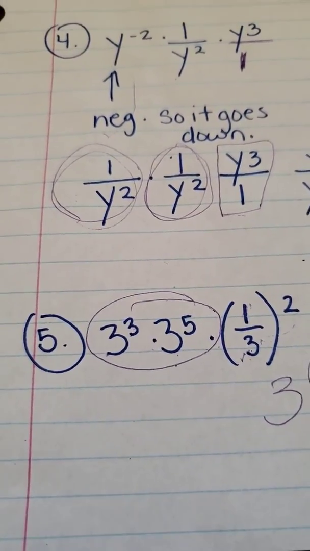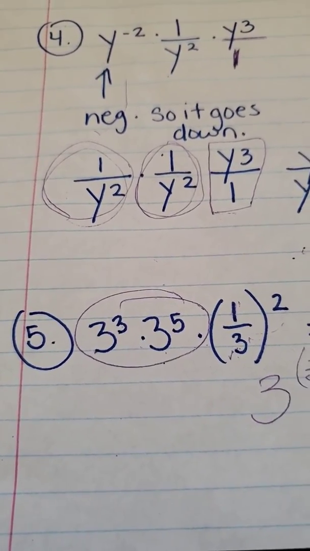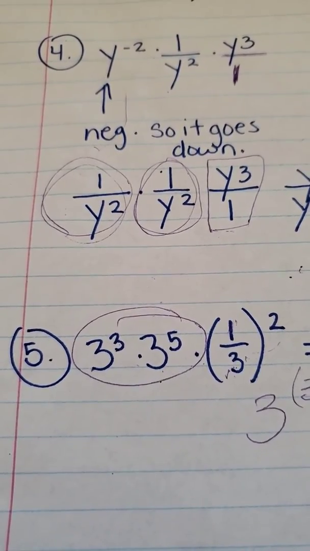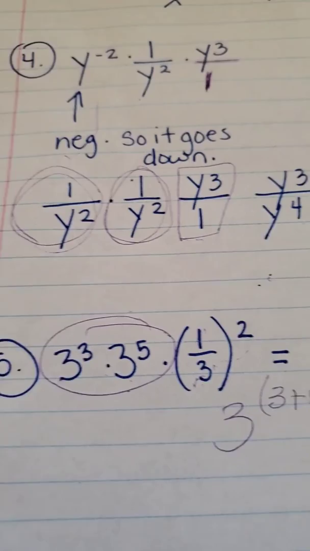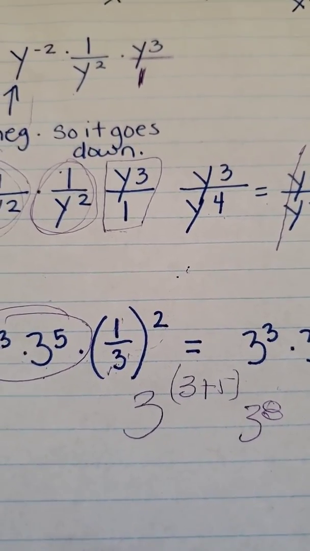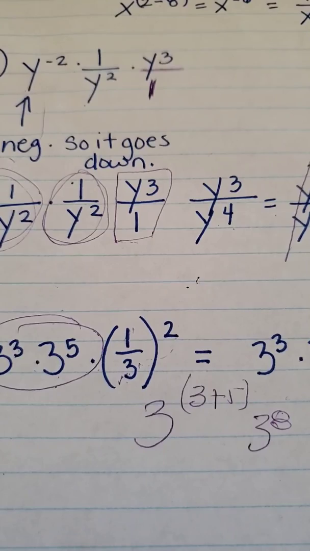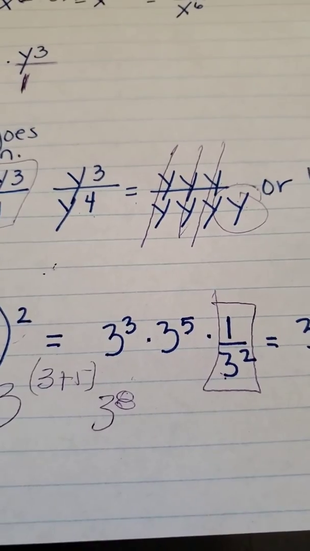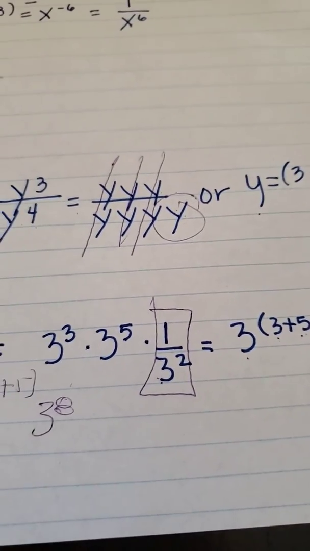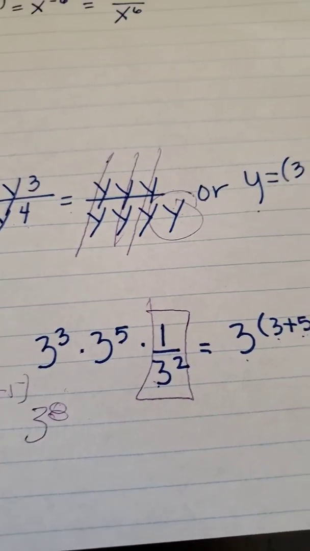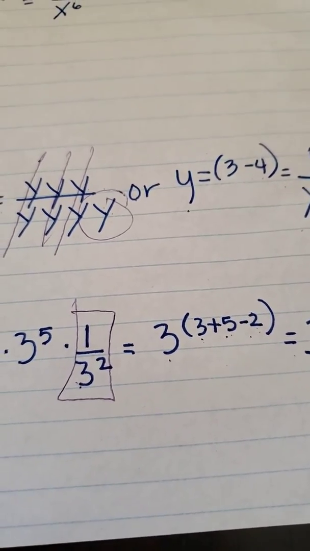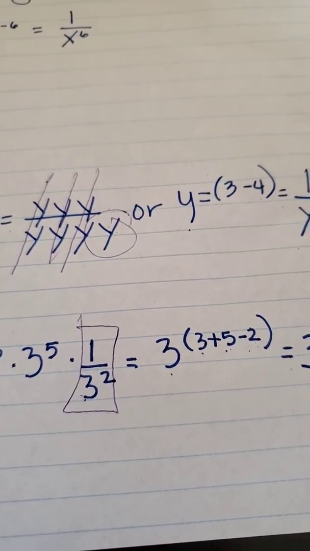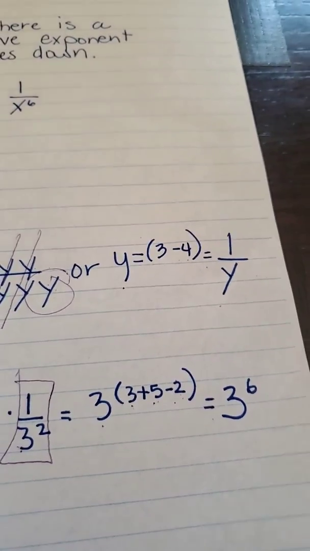Number 5 is 3 to the 3rd power times 3 to the 5th times 1/3 to the 2nd. Okay, so let's just look at the first part of the problem. 3 plus 5 is 8, so we know that that's going to be 3^8. The second part just means that there's 3^2 on the bottom. So we're going to have 3^8 on the top and 3^2 on the bottom. And we'll just use the rule to subtract b from a. So we have 3 plus 5 is 8. 8 minus 2 equals 3^6.